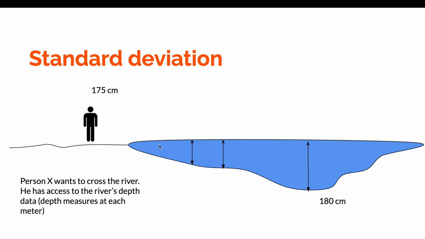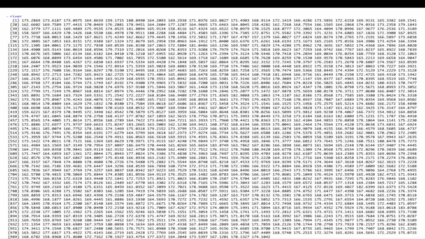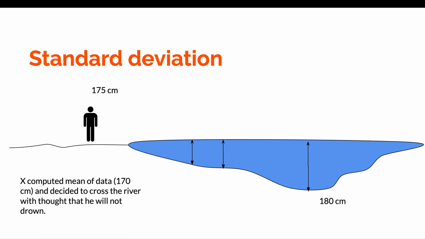This depth has been measured at various places, and this data looks something like this. As you can see here, at some places it's not that deep, but in the middle the depth is around 180 centimeter. This person got this data and he knows some statistics. So he simply computed the mean, and the mean of the depth data was 170.